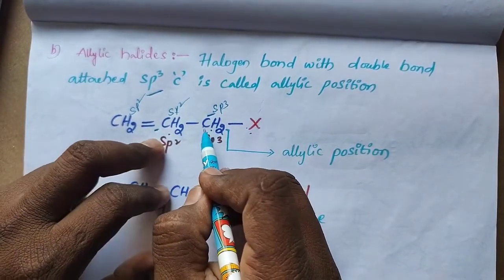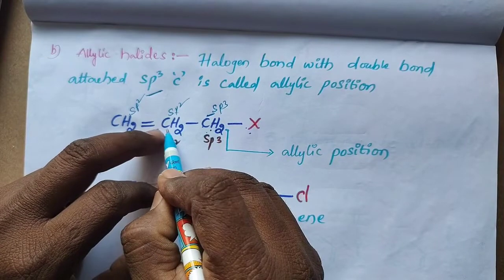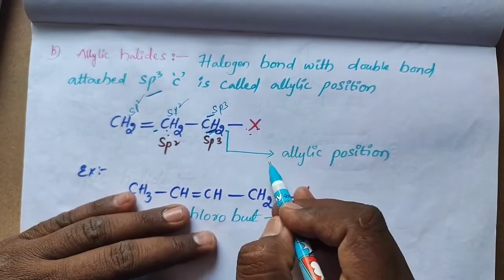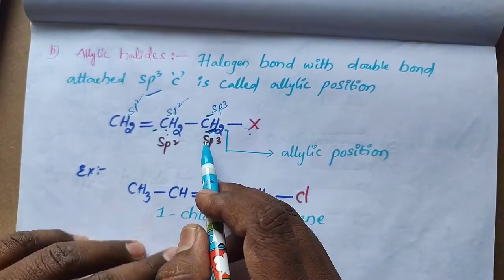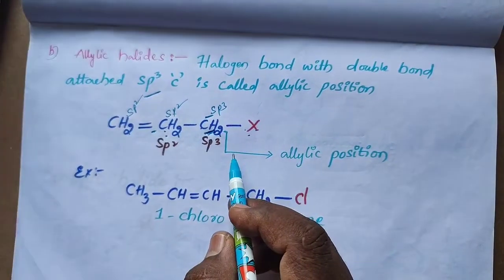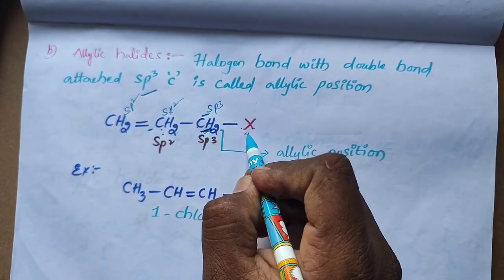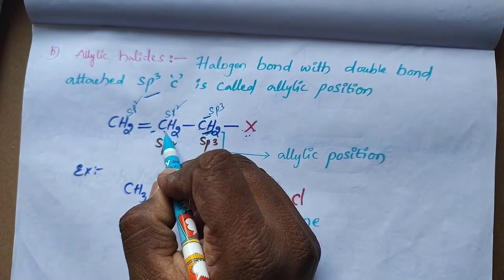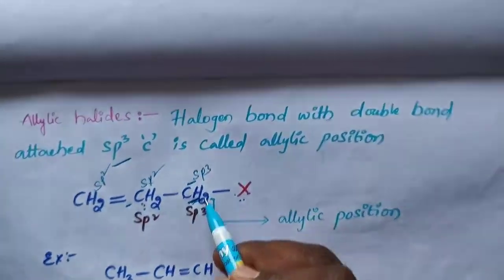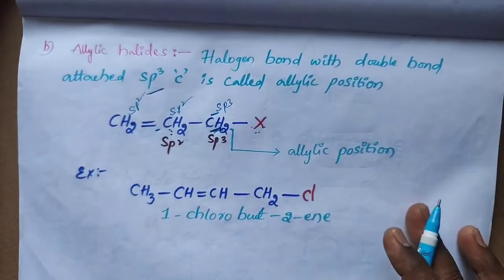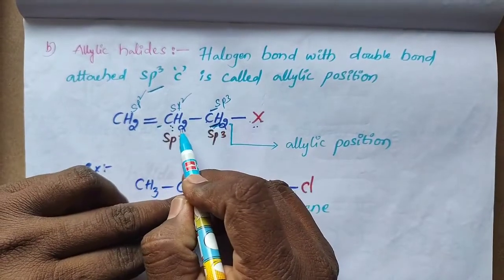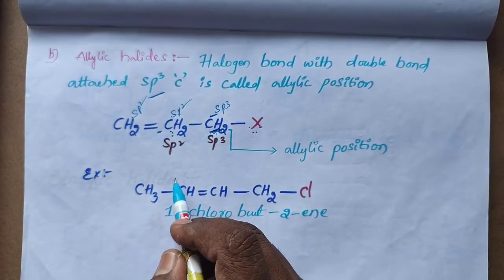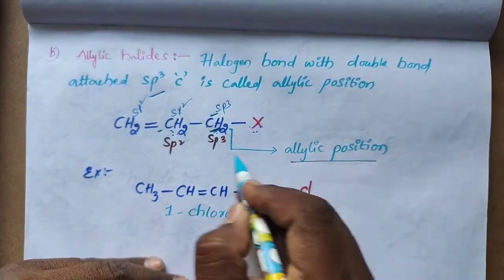That means the sp3 carbon is bonded with the double-bond-attached carbon. So this halogen is going to bond with this sp3 carbon, and this position is called the allylic position. This type of halides are called allylic halides. I will repeat once again: a halogen bonded with an sp3 carbon adjacent to an sp2 carbon. This type of halides are called allylic halides. This position is the allylic position.